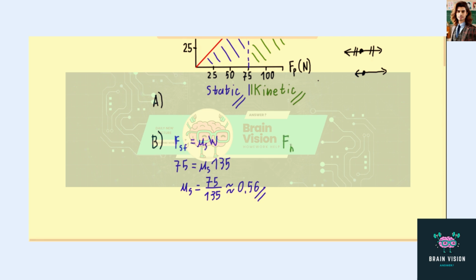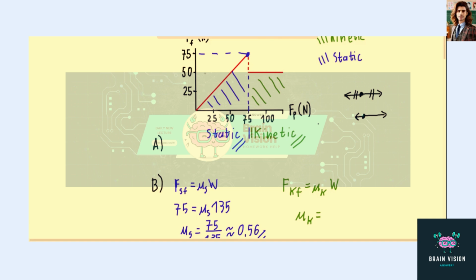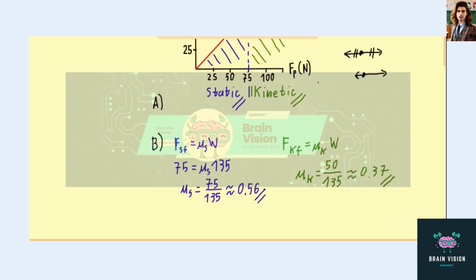Then we have kinetic friction, which has a very similar structure, but this time we have a different coefficient. So this is going to be this force, this 50 newtons over here, over the weight, and that is 135. And this gives us roughly 0.37. And those are our answers for part B.